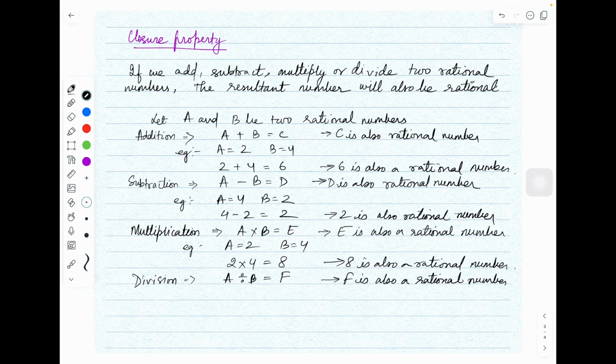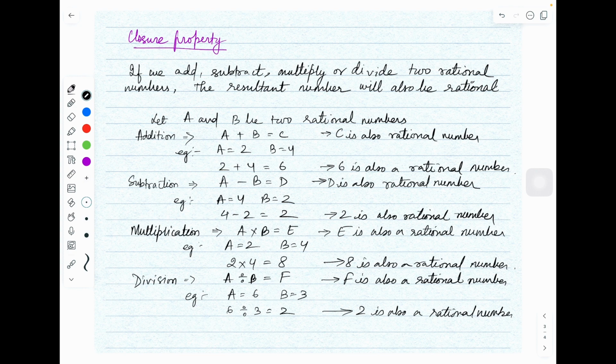What example are we taking? A we are taking as 6, b we are taking as 3. So 6 divided by 3 equals 2. 2 is also a rational number. We know that and we are getting it also. See, 6 and 3 are two rational numbers. When we divide 6 by 3, we are getting 2. That is also a rational number.